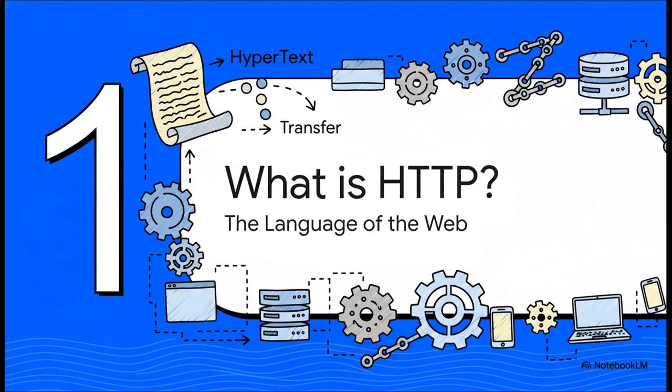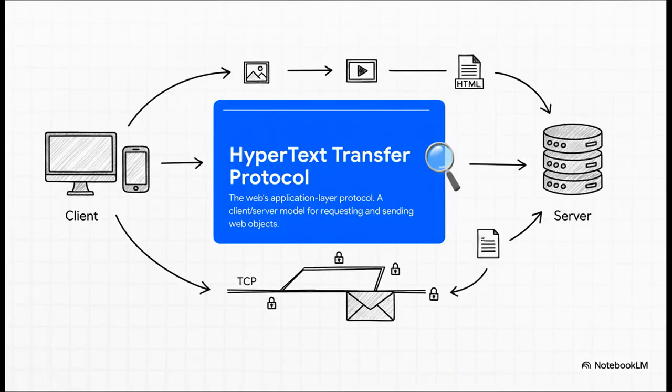So let's start with the language itself. It's called HTTP. That stands for Hypertext Transfer Protocol. At its heart, HTTP is just the rulebook for this conversation. Your browser, the client, sends out a request for something. You know, an image, a video, the main code for a web page. And the server's job is to send that thing right back. All of this happens over something called TCP, which is kind of like the internet's reliable delivery service. It makes sure the messages actually get where they're going.